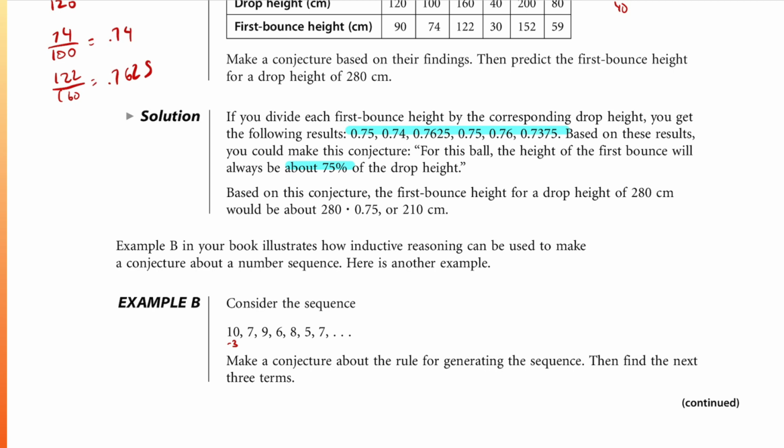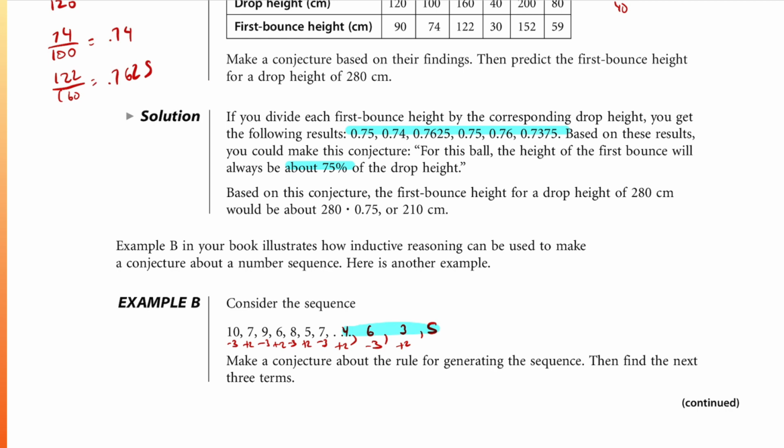Well, first they subtract 3 here, minus 3, and that's how you get 7. And then they add 2 to get 9. Subtract 3 to get 6. Add 2 to get 8. Subtract 3 to get 5. Add 2 to get 7. Subtract 3 to get 4. Add 2 to get 6. Subtract 3 to get 3. Add 2 to get 5. And so those are the next 4 numbers.